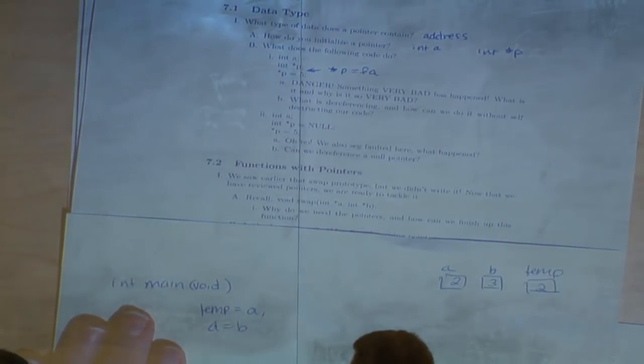And so then now you can set them to one another. So now it's 3, 3. So this gets updated to a 3. And now you can set B equal to temp. So inside main, that's how you normally do it.